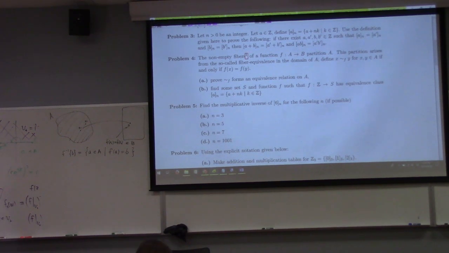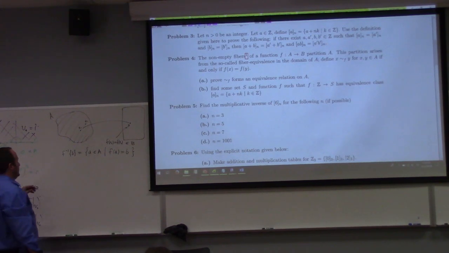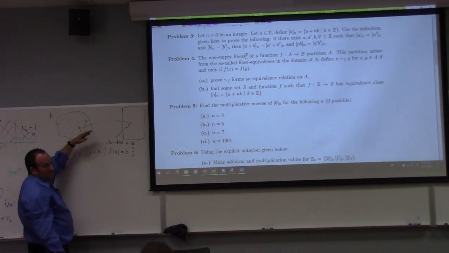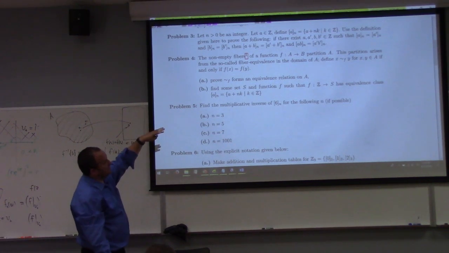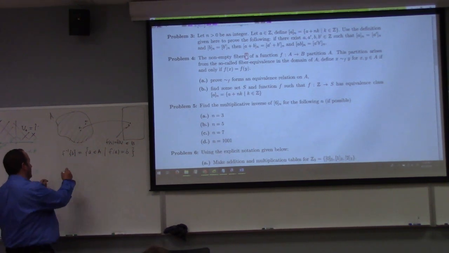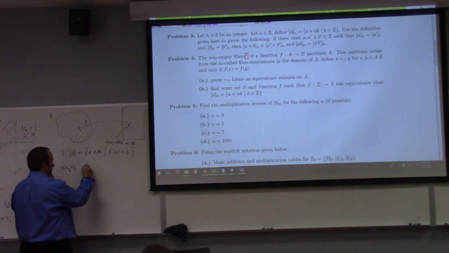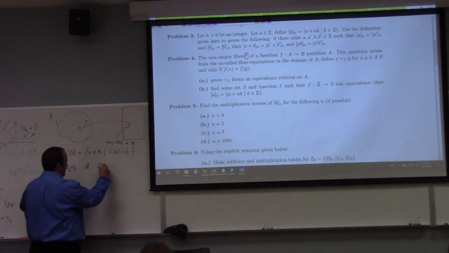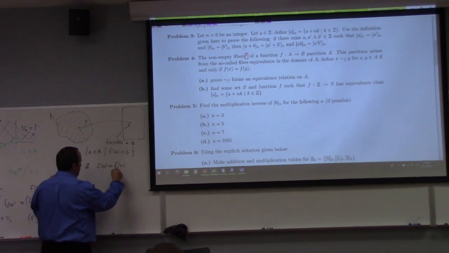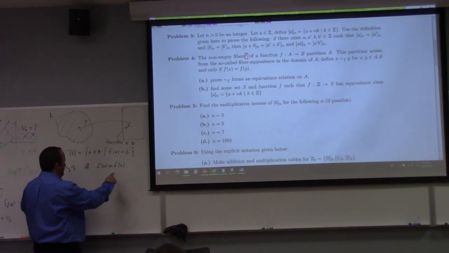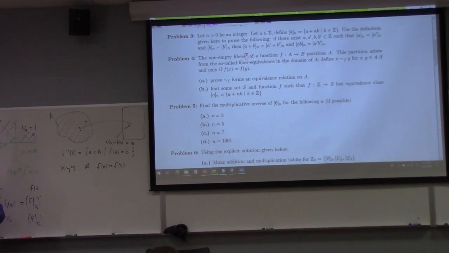That's the kind of big picture, all right? My claim is that these fibers, in fact, partition the domain. Now, I gave a careful definition. I said two points in the domain, x is equivalent to y with respect to f if and only if f of x equals f of y. Now, if you think about that, that really says that x and y are equivalent if they're in the same fiber.